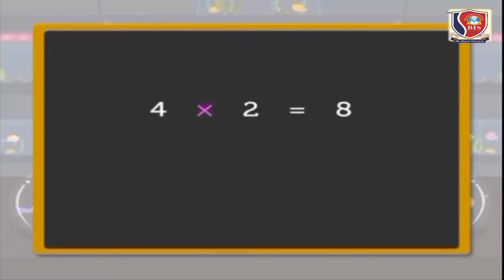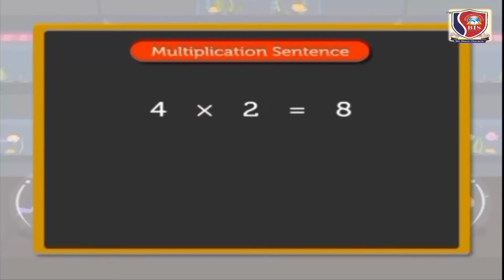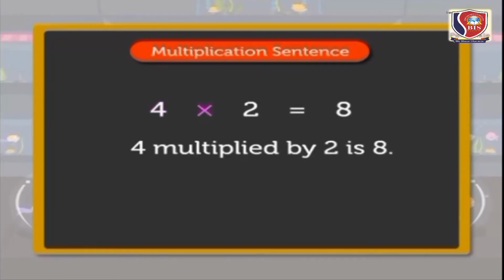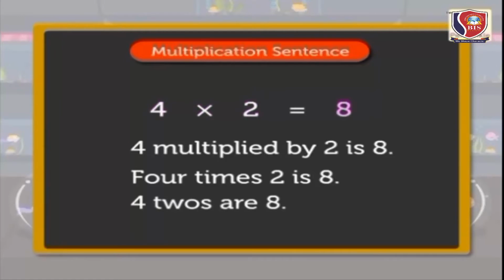Let us use the multiplication symbol to write this statement. This is called the multiplication sentence. It can be read as 4 multiplied by 2 is 8. 4 times 2 is 8, or 4 twos are 8.